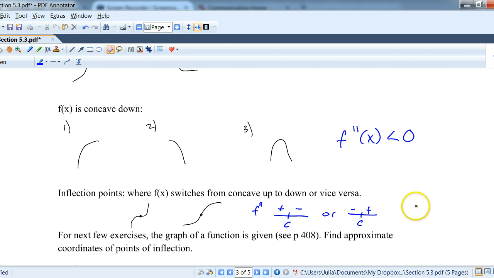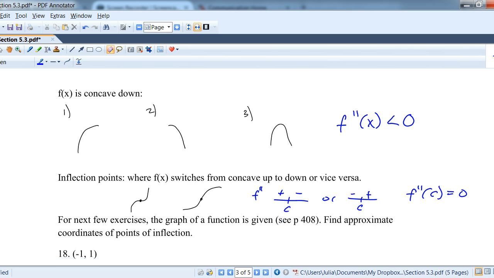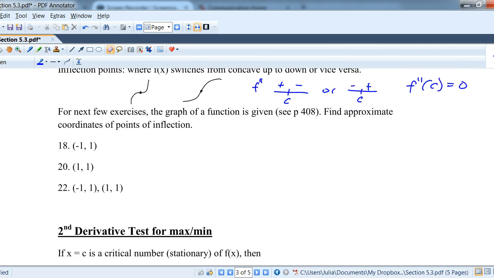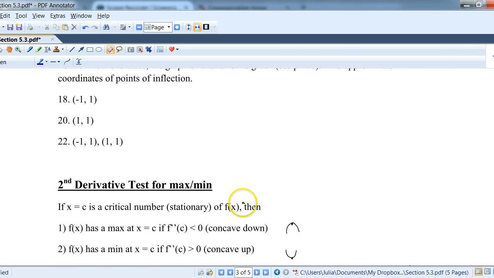Just because it's 0 at a certain point, that's not enough to mean it's going to be an inflection point. What has to happen is the concavity has to switch. I think we'll use this more in the next section when we talk about graphs of functions. But anyway, going back to the second derivative test.